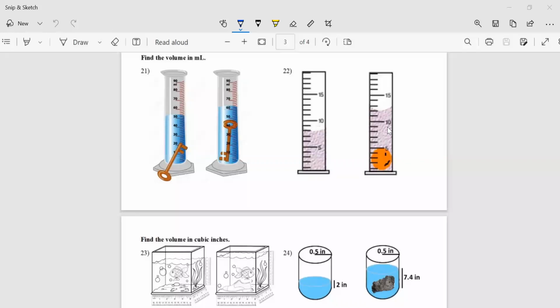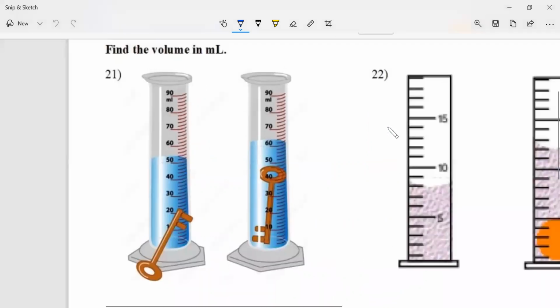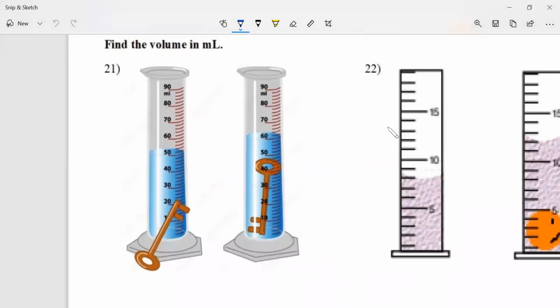Okay, we talk about volume as in cubes, right? How many cubes can I fit in a place in a figure, in a solid? Now, in the metric system, we have the measurement called liters. Liters is to measure liquid. Now, the way we're going to measure this volume, the volume is the space an object occupies.